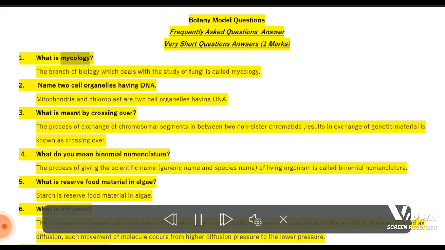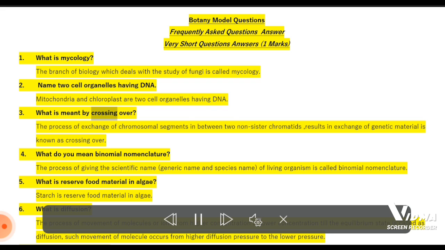1. What is mycology? The branch of biology which deals with the study of fungi is called mycology. 2. Name 2 cell organelles having DNA. Mitochondria and chloroplast are 2 cell organelles having DNA.